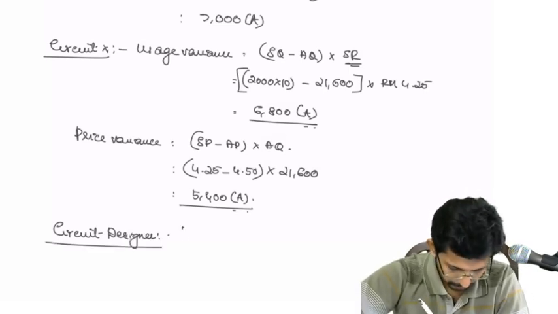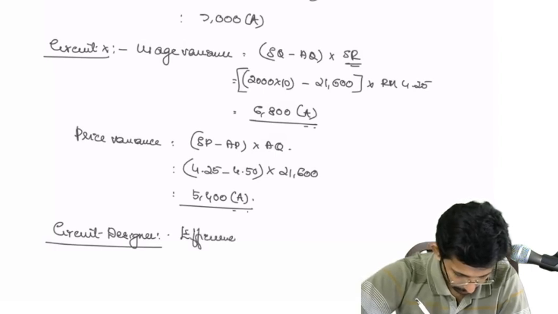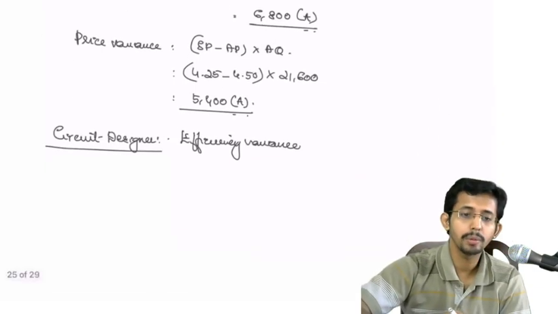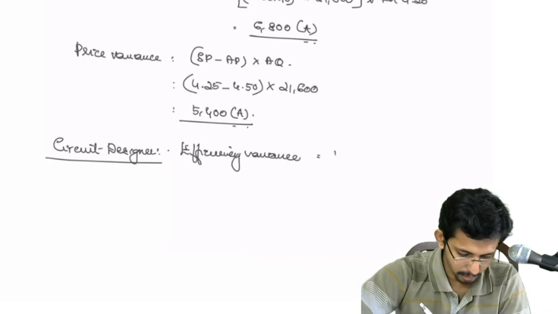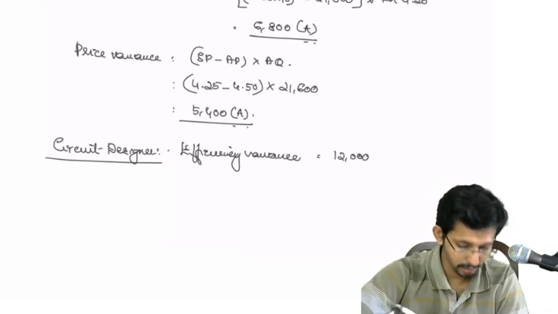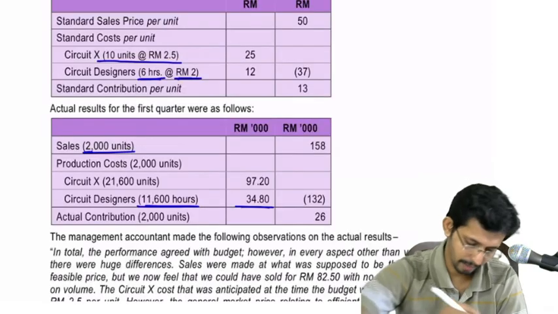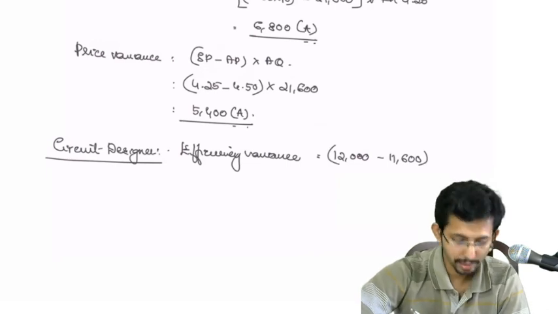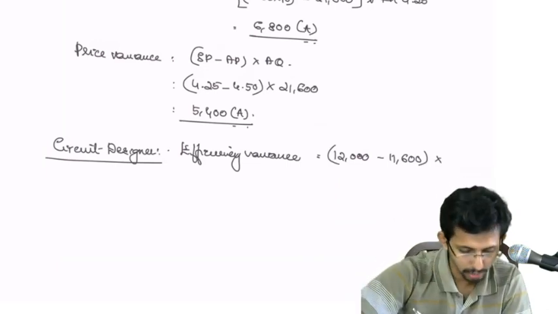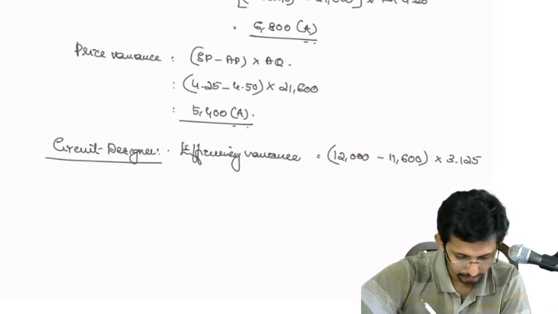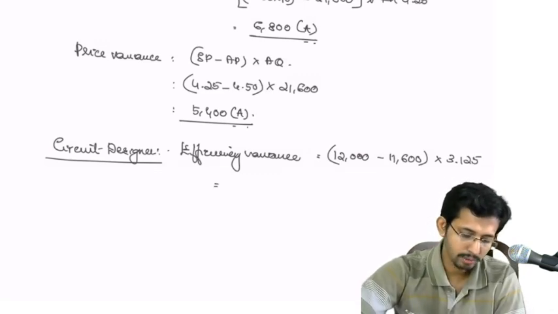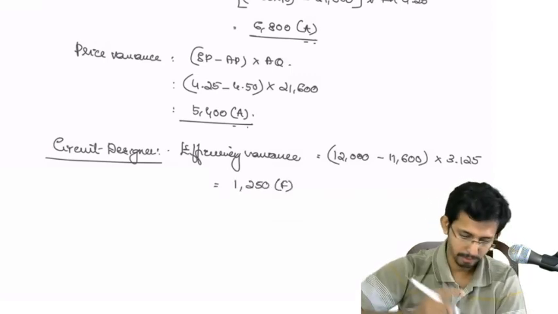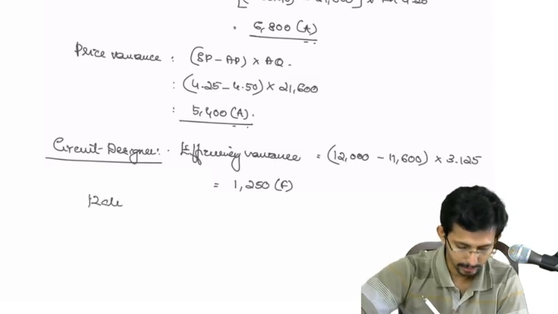Efficiency variance first. How do you compute the efficiency variance? That is equal to 12,000, the standard hours, minus what is actual hours? Actual hours we have computed to be 11,600. 11,600 into what is the standard rate? Standard rate as per the revised budget, 3.125. This should be favorable because the actual hours are lower than standard hours. So 1,250 favorable. Now next is rate variance.